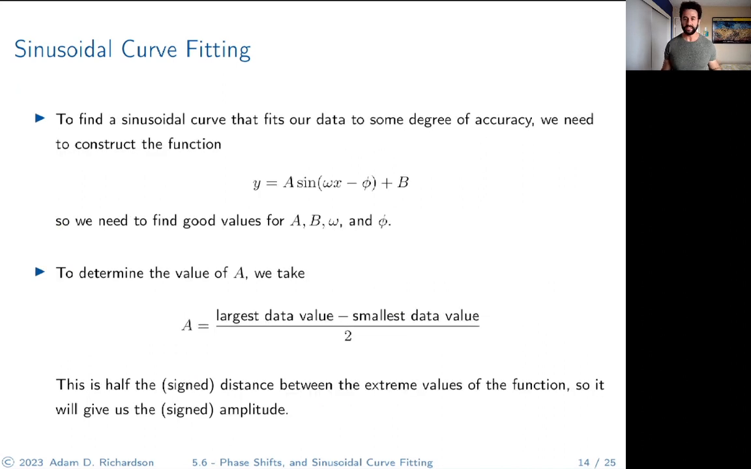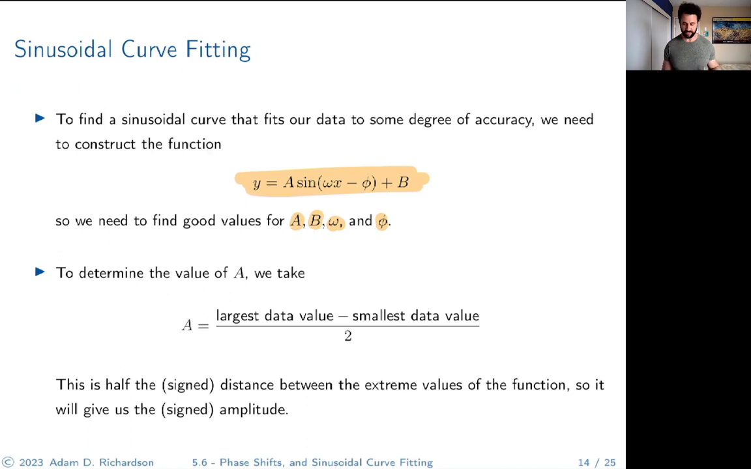Okay, so how do we do it? If we want to find such a curve that fits our data to some degree of accuracy, we need to construct this function. We'll use sine for our model because remember, cosine is just a shift of sine. So we can just use sine and everything will be fine. So if we want to construct this function, we need to find good values for a, b, omega, and phi. That's what we're looking for. So how do we find good values for those numbers? That's what we're about to figure out.